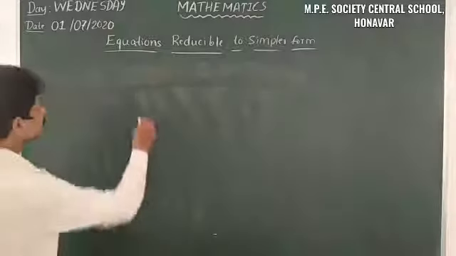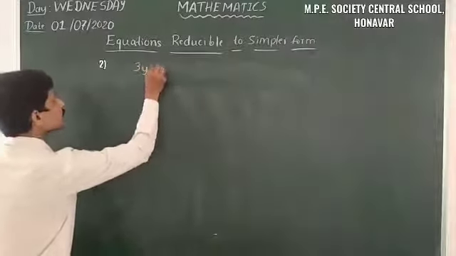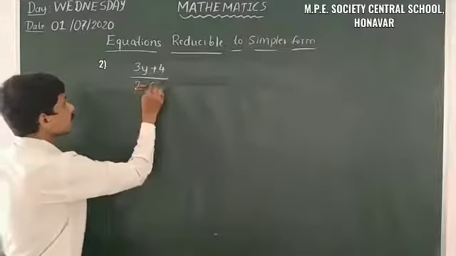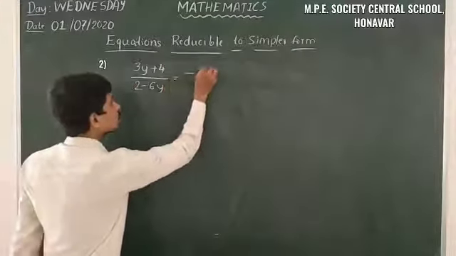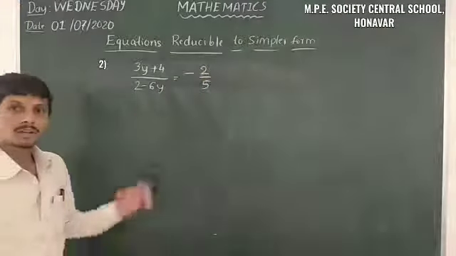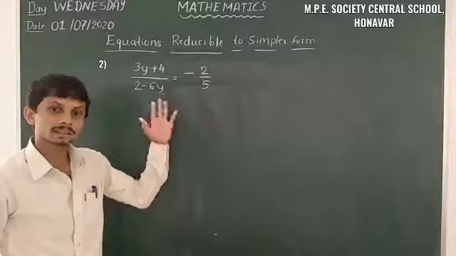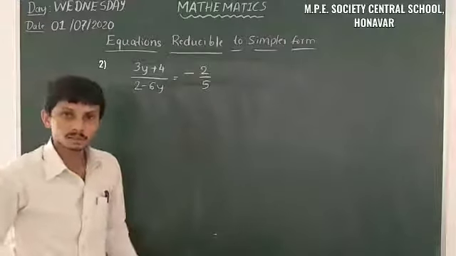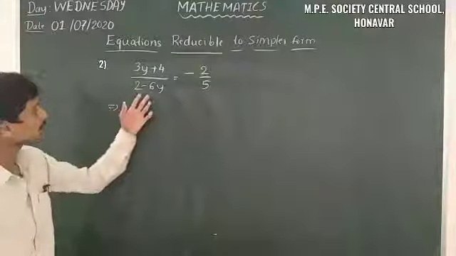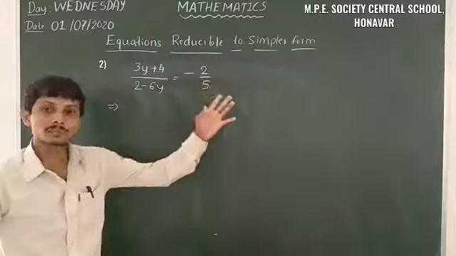Next problem is (3y + 4) divided by (2 - 6y) is equal to -2 by 5. So we have to simplify this equation into simpler form. Here, firstly, I have to cross multiply this.